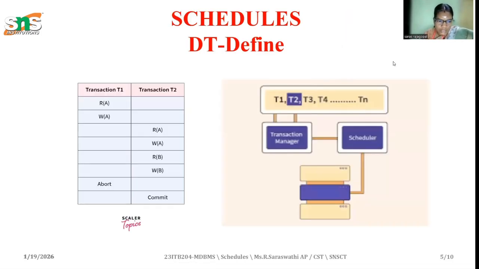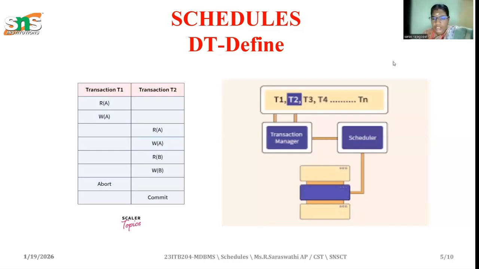Transaction T1, with read of A and write of A, is completed first, and only then does transaction T2 apply read of A and write of A, and read of B and write of B. Read of B and write of B are used only in transaction T2. T1 does not use the value of B. Then it is aborted and then completed.